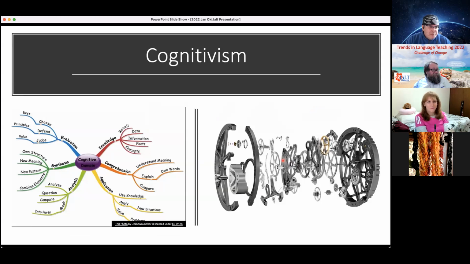Where cognitivism is going to be teaching theory and why, explaining why something happens. And as students develop this information, they can apply it and evaluate it and synthesize it and connect it to other bits of information they have. So, cognitivist teaching, I might explain why something happens or how something happens, and then give students different problems to take this theory and apply it to a new set of circumstances.